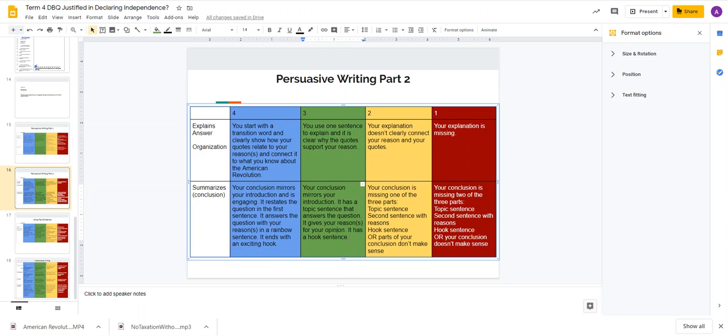Summarizes the conclusion, okay? So your summary here mirrors your introduction. So you've got your reasons. Remember, I had the 3 reasons, but then I just expanded a little bit on them by adding a little bit of my citation. That's where I said colonists had to share their homes with British soldiers because of the Quartering Act. Because of the Quartering Act came from my citation. That's what you're summarizing there. You're just expanding on it a little bit.